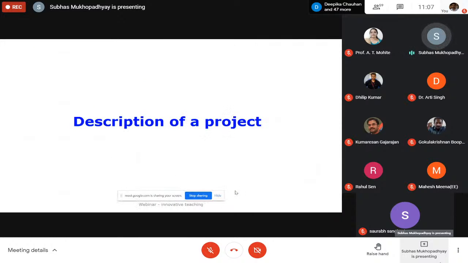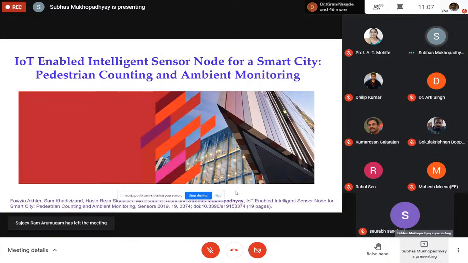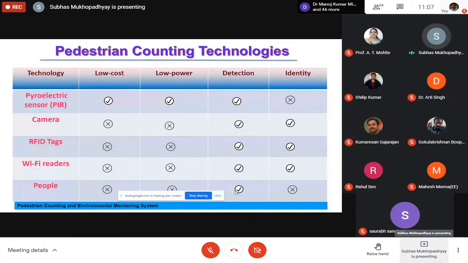I will now tell a project which is a part of this master's study unit, master subject, and they have done using this unit. So this is called sensor node for smart city. Sensor nodes for smart city. So usually our target is to monitor or count people going through the footpath, and also to monitor or measure ambient parameters such as temperature, humidity, and so on.